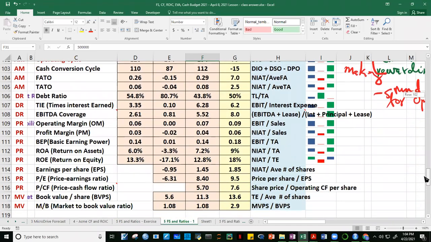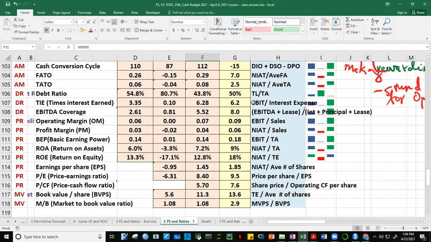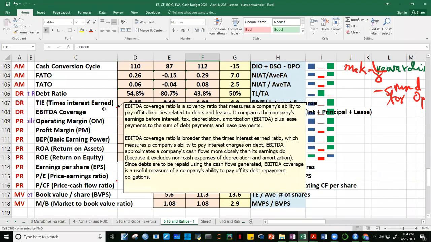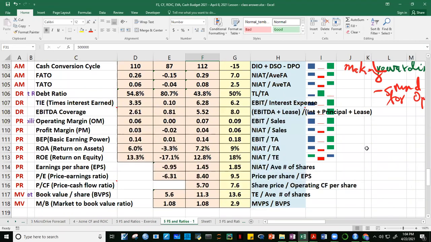Alright, so how about TIE, guys? Itong TIE, ano naman to? Yung TIE, guys, is times interest earned. It tells us the capability of the firm to pay its interest expense. So, ang formula niyan, your EBIT over interest expense. No? So, recall guys that EBIT is just earnings before interest and taxes. So, ibig sabihin, bago pa natin i-deduct yung interest. So, magkano yung EBIT, no? Para mabayaran yung interest expense.